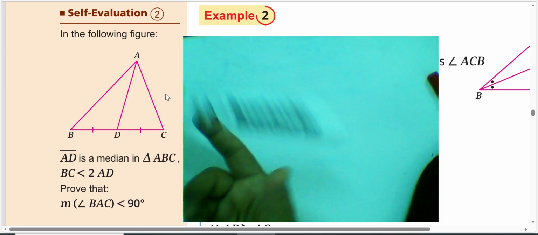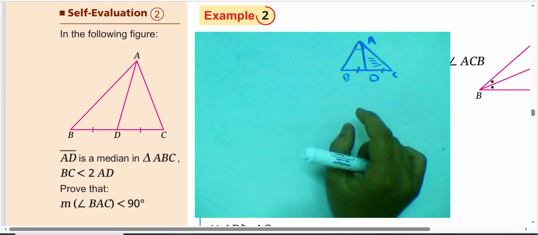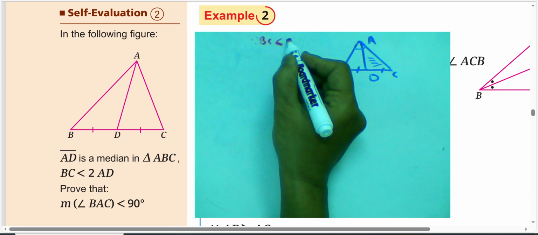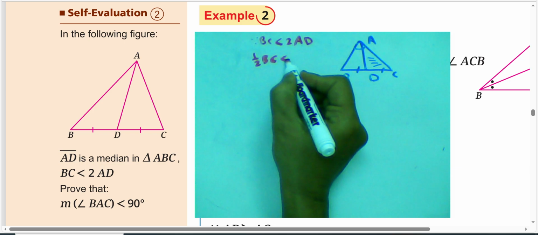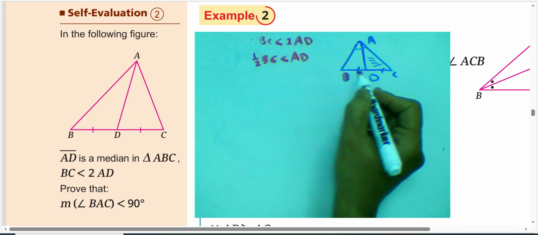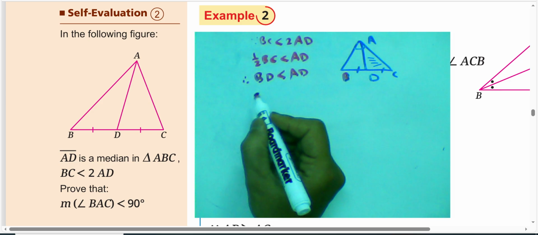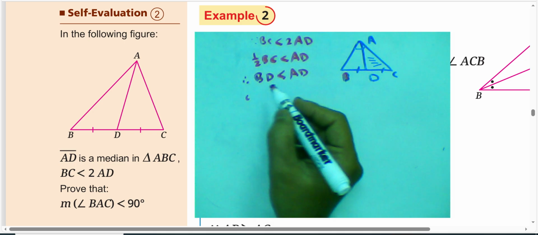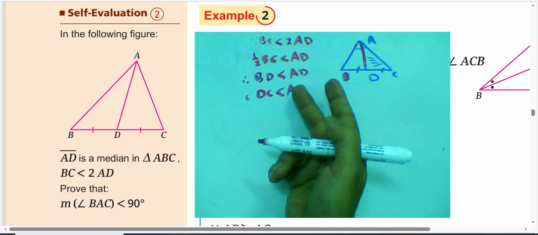Okay. Then first step, look with me. Let's find the relation between the two sides first. He gives me BC less than twice AD. If we divide by 2, then half of BC is less than AD. Half of BC will be BD, then BD is less than AD, and also half of BC will be DC, because D is the midpoint, then DC is less than AD also. We have two relations in two triangles.